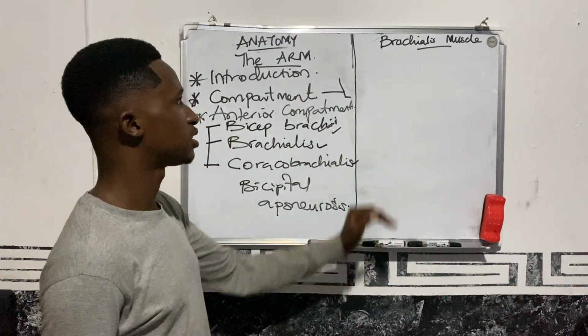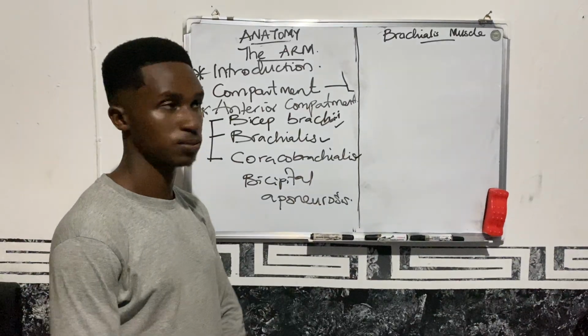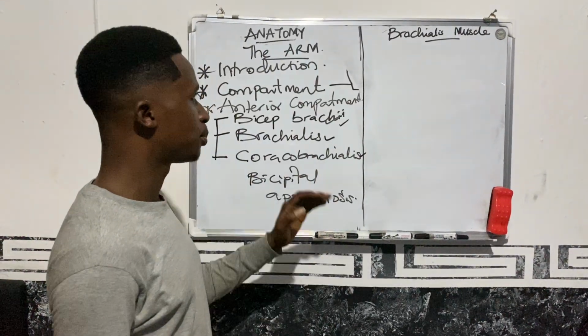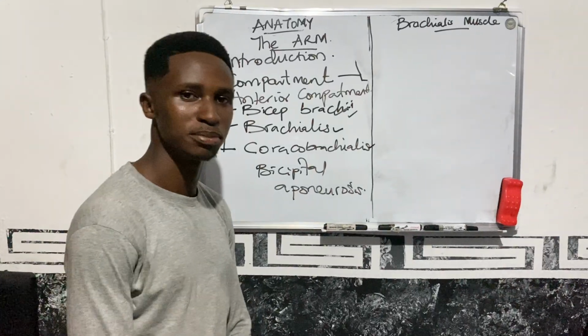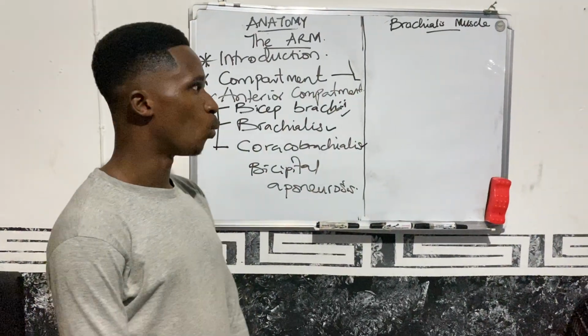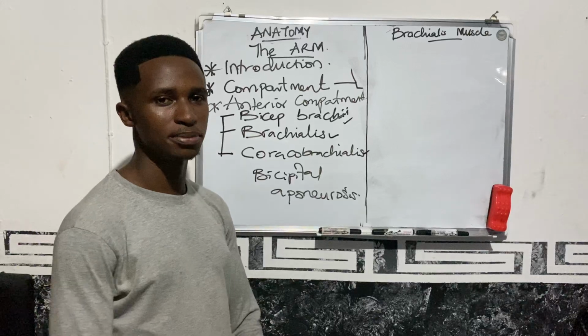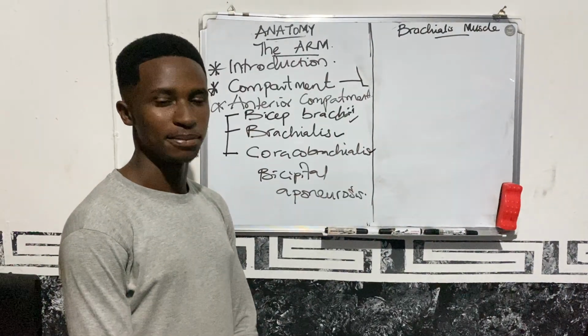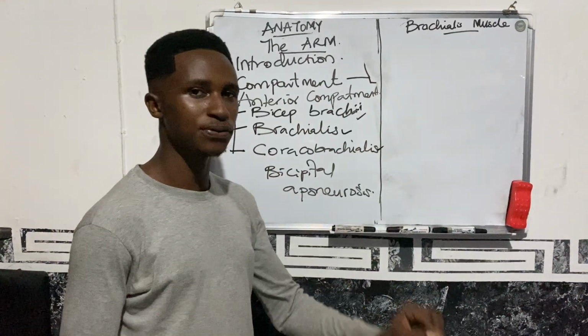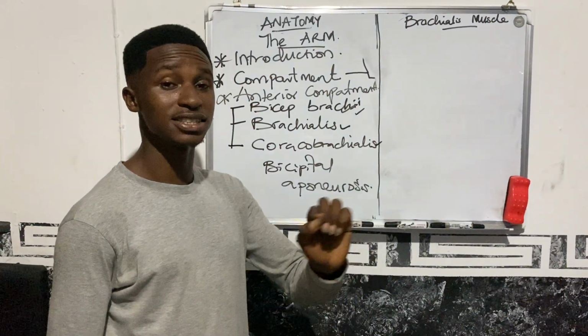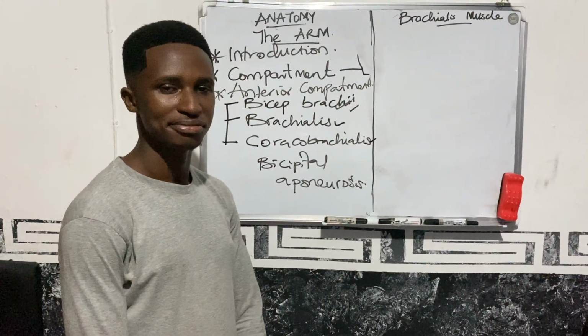So let's start with the brachialis muscle. The brachialis muscle is a very important muscle in the anterior compartment of the arm. One important thing you need to know about the brachialis muscle is this: from the word brachium, it originates from the arm and has its insertion related to the arm.